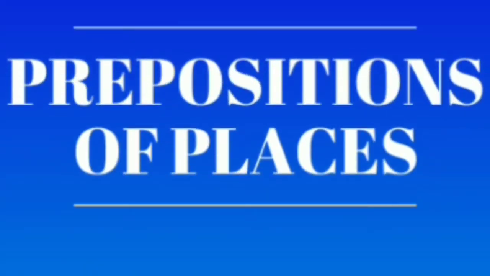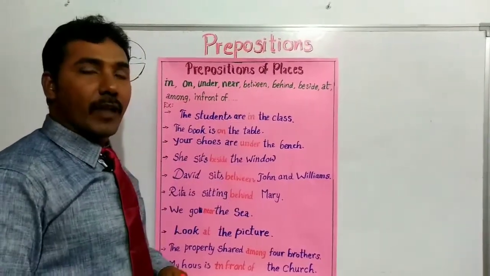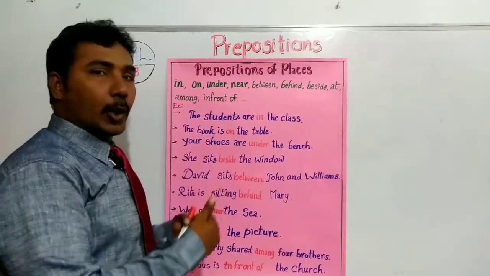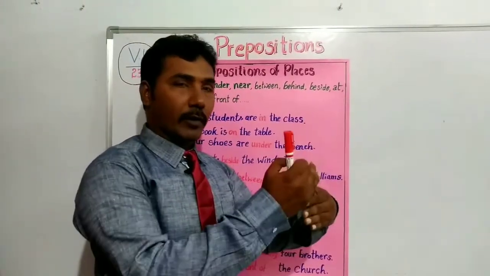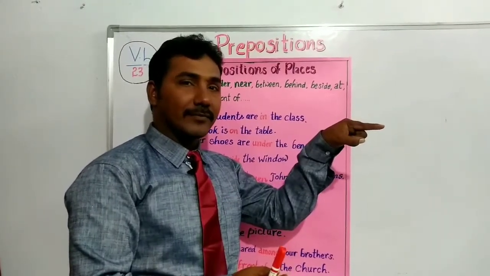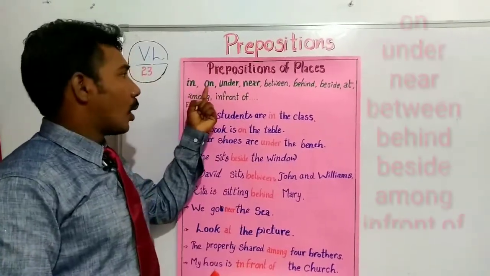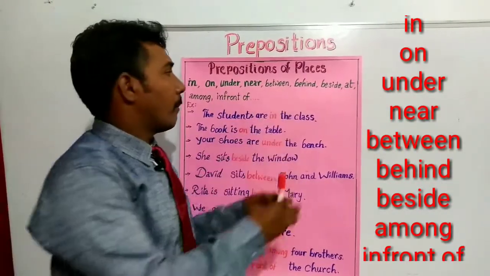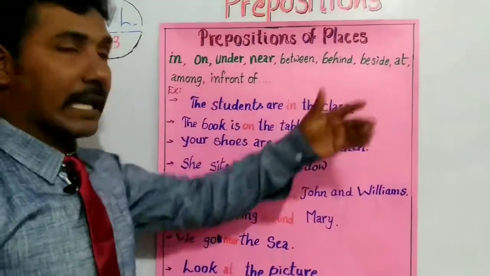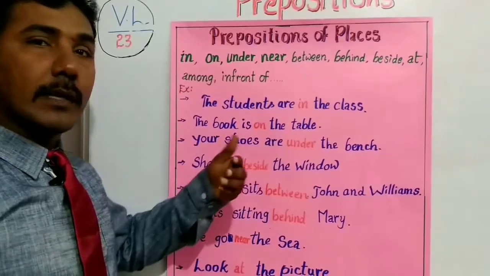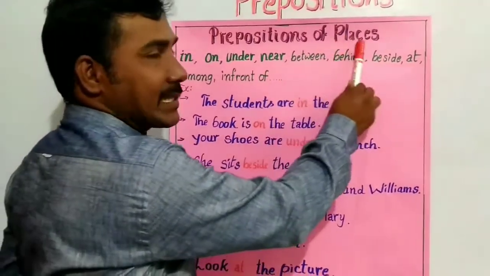So friends, here we go, the prepositions of places. Let's take a look at the prepositions of places. Of course, to indicate the exact location, we can use prepositions like in, on, under, near, between, behind, beside, at, among, in front of, and some other examples also. Let's take some examples here. Each of these prepositions indicates exact places.